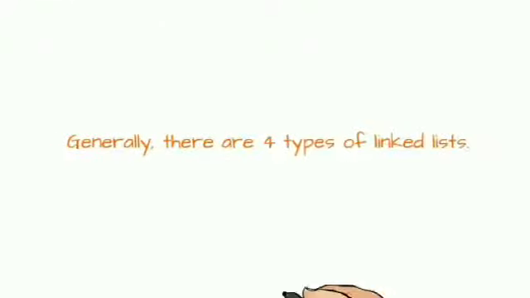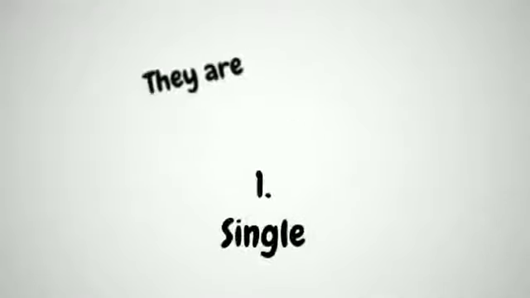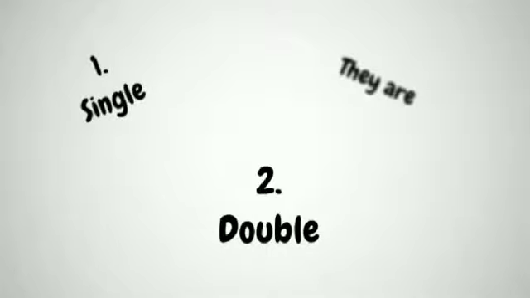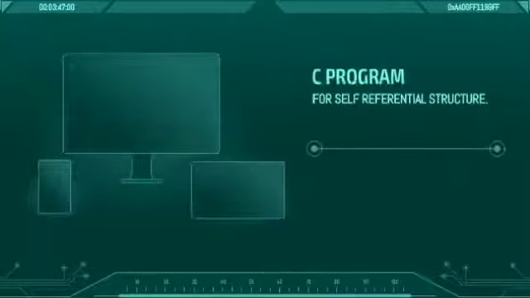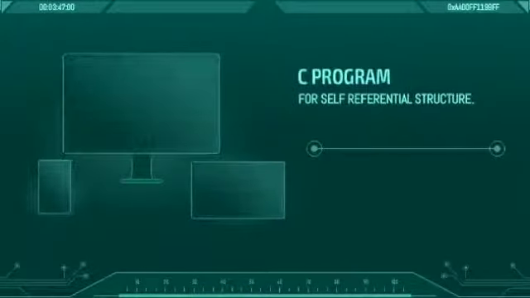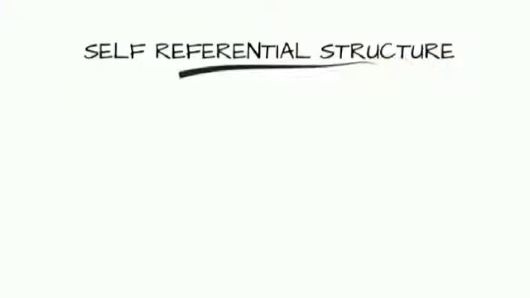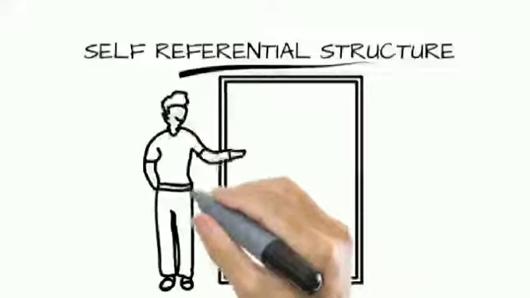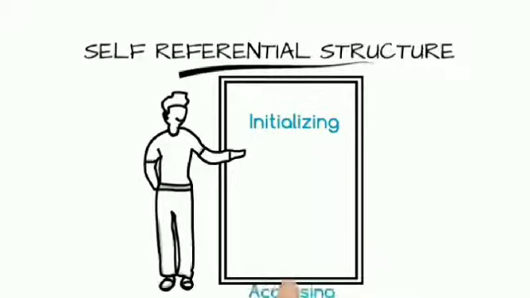Generally, there are 4 different types of linked list. They are the single linked list, double linked list, circular linked list, and circular double linked list. Now, with the help of a program, we'll try to figure out self-referential structure. I'll divide the program into 3 parts for better understanding. Part 1 will be your initializing, accessing for part 2, and finally printing.